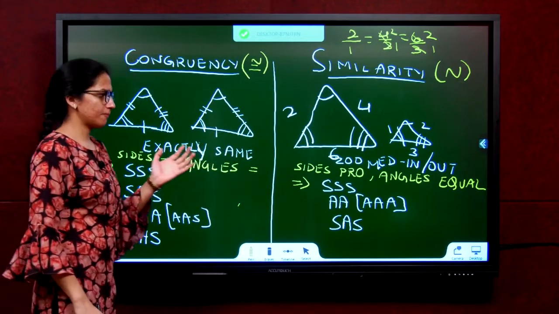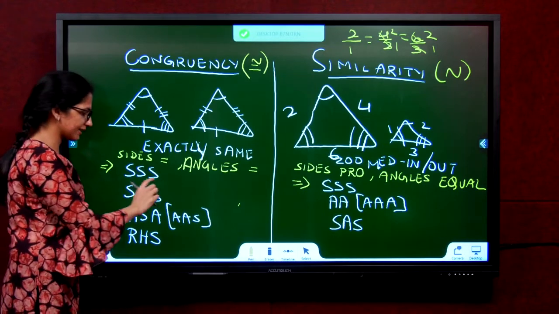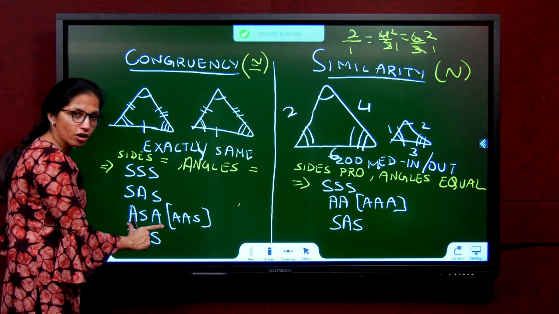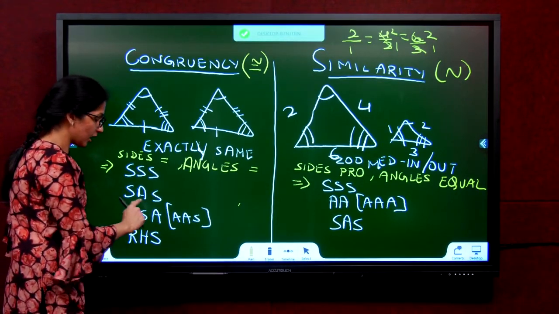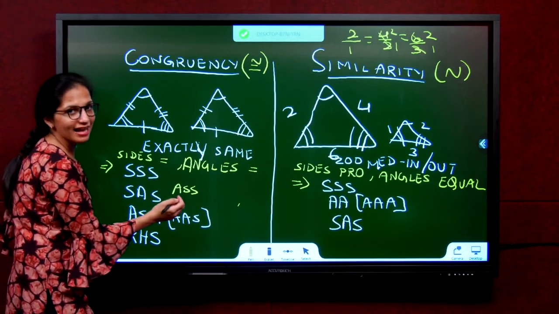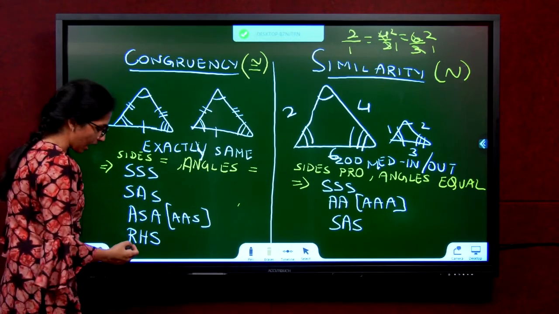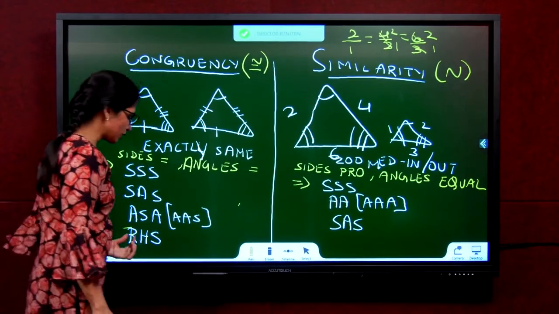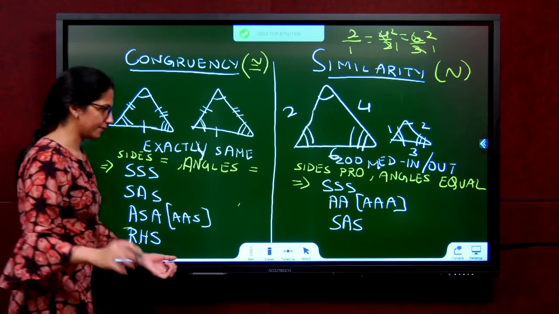In those chapters you studied, there are different kinds of congruency theorems possible: SSS congruency, SAS congruency, ASA congruency. ASA congruency can be extended to AAS also. But you cannot make SAS into ASS. We don't have anything called that in congruency. But AAS is possible. RHS is also possible. RHS means it should be one right angle, one hypotenuse and any one side.